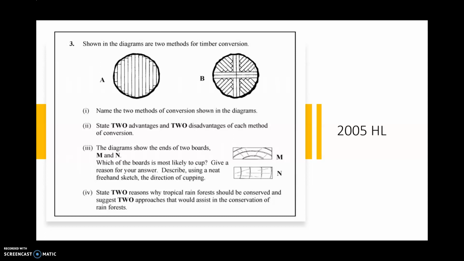Part 3. The diagrams show the end of two boards, M and N. Which of the boards is most likely to cup? Give a reason to your answer. Describe using neat freehand sketches the direction of the cupping. So is it going to go down this way, or is it going to go up this way? Sorry, this is the one that's going to cup. It's going to go up this way because each one of these curves is going to try and straighten out.